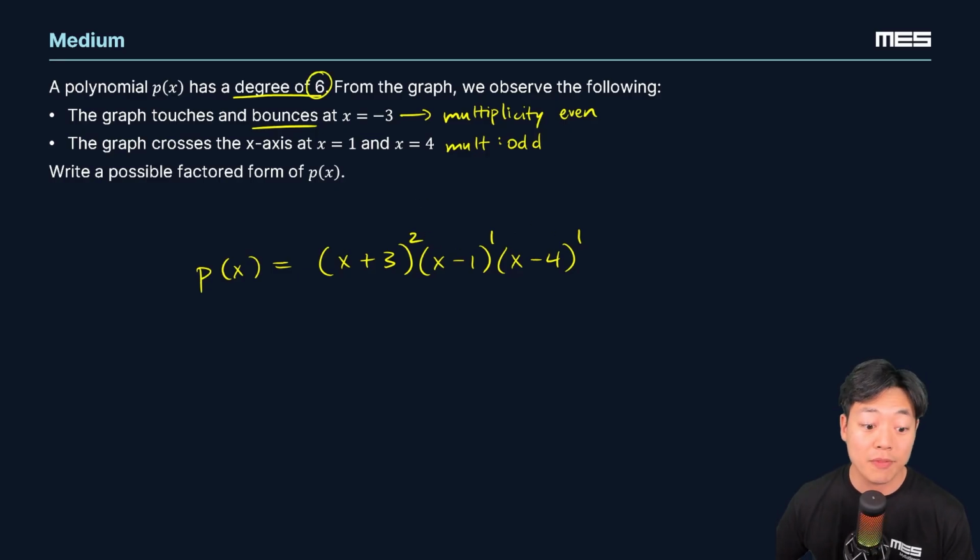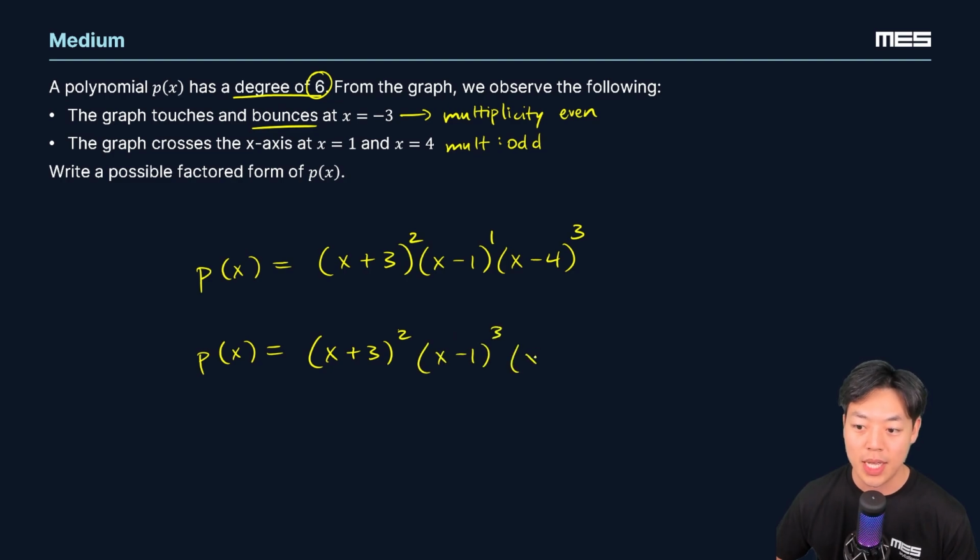But we need a degree of 6. So one of these 1s has to be a 3. That means there are many possible factored forms of p of x here. We could have x plus 3 squared, and then x minus 1 be the one that's cubed, and x minus 4 be the one that's to the first power.